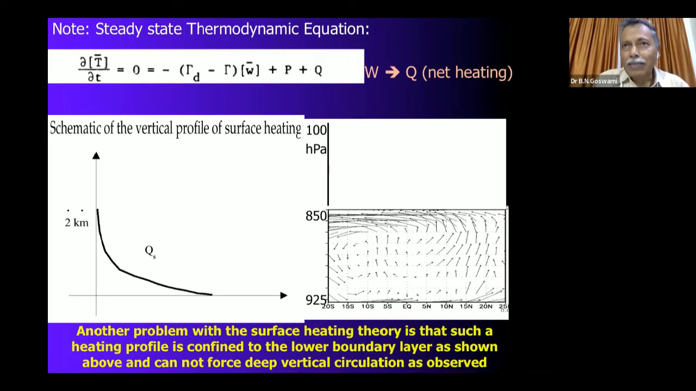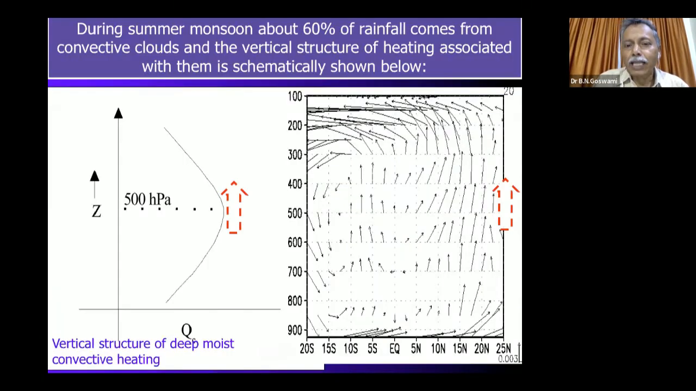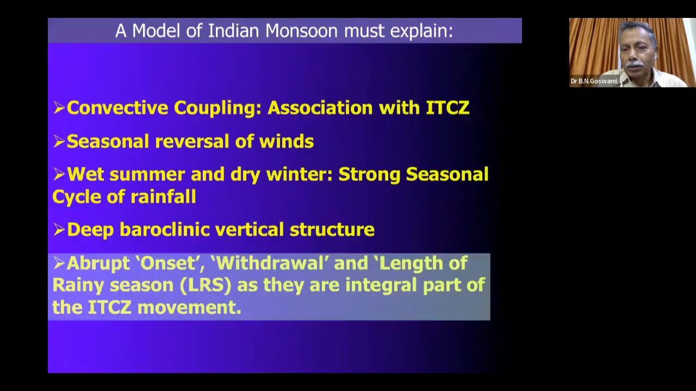But in a small place, the boundary layer may be a little higher than in another place, and a little lower somewhere else. On the average, I have just symbolically mentioned that 2 kilometers is roughly the boundary layer, and beyond that there will not be much of a circulation.